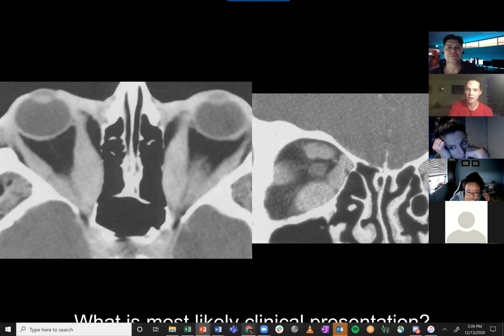All right. So here we have on the left axial, on the right coronal CTs through the orbits. It looks like we have symmetric bilateral extraocular muscle enlargement. So based on the pattern, what do you think about the position of his eyeballs? We've also got a good amount of proptosis bilaterally. His eyeballs are trying to escape his skull.